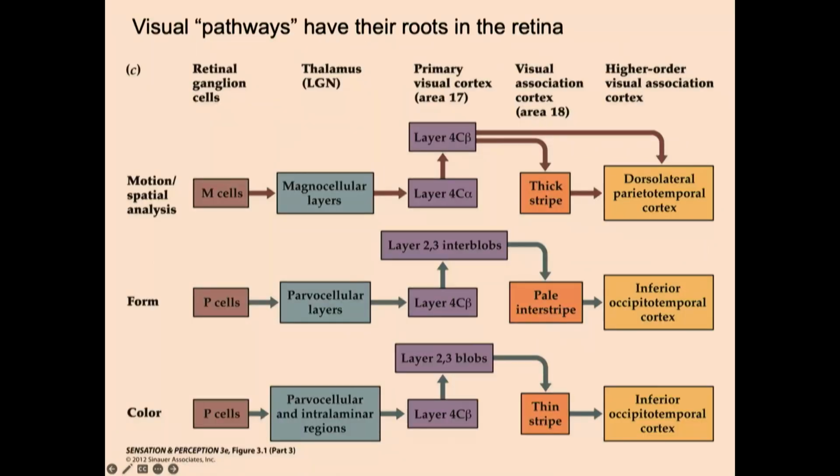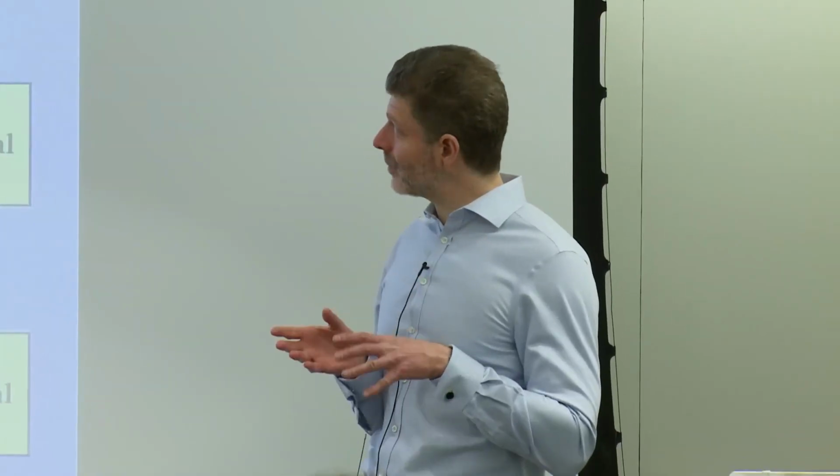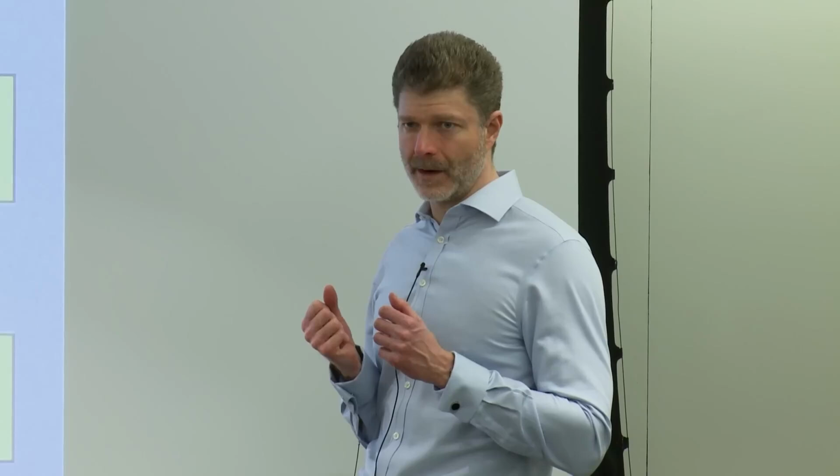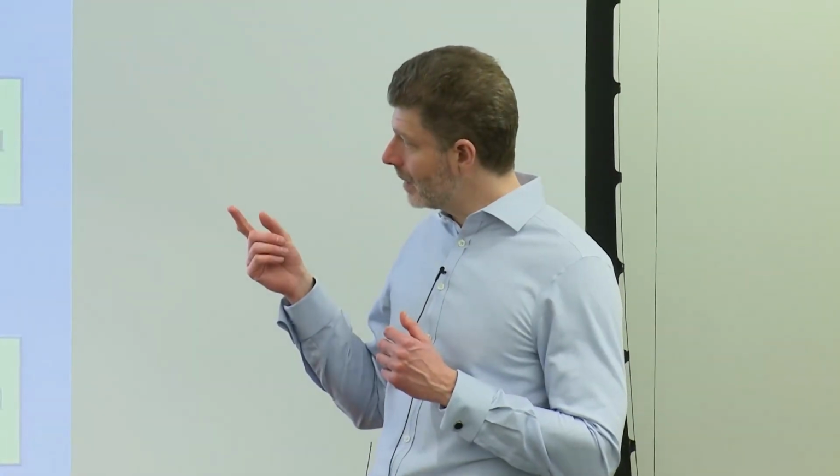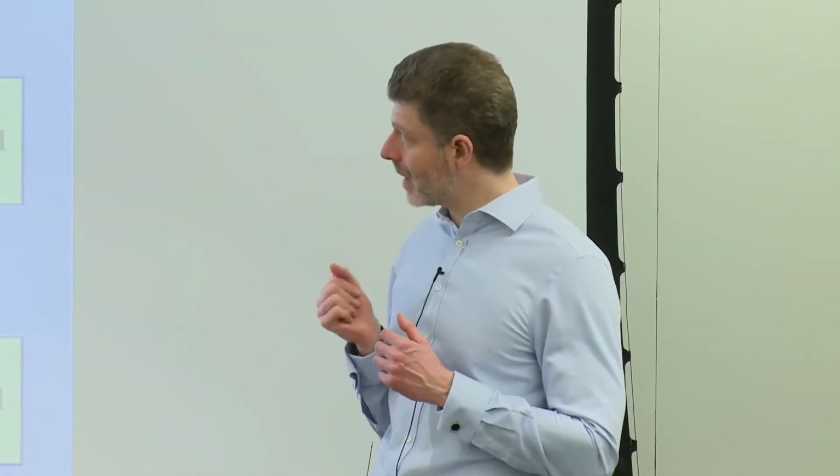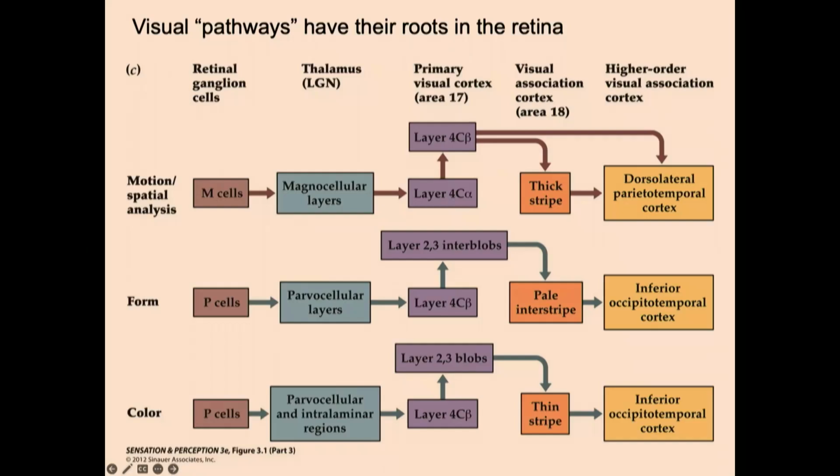Okay, so another important concept that we've already sort of alluded to is this idea that you can think about the visual system as consisting of pathways, and that these pathways have their roots in the retina. All right, so we've talked about how you've got midget cells and parasol cells, and that they project to these different parts of the LGN.